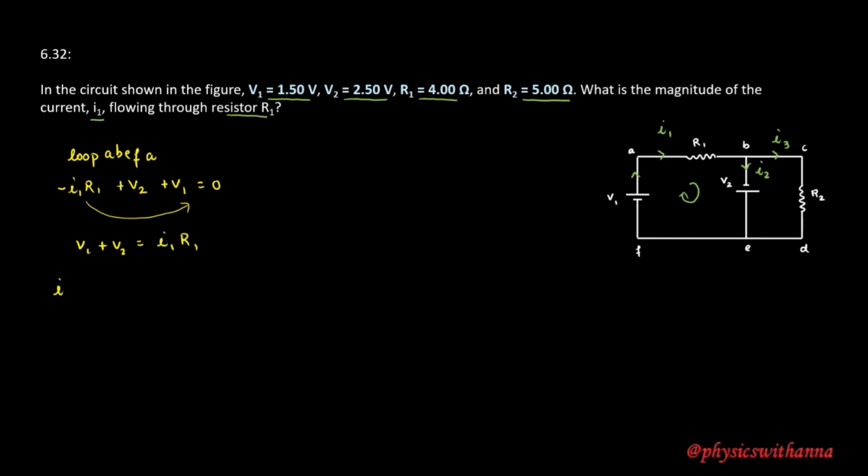And then I can find I1 by dividing with R1. So V1 plus V2 over R1. Now let's substitute. V1 is 1.50, V2 is 2.50, R1 is 4 ohm. And when you solve this, you get current I1 to be equal to 1 ampere.